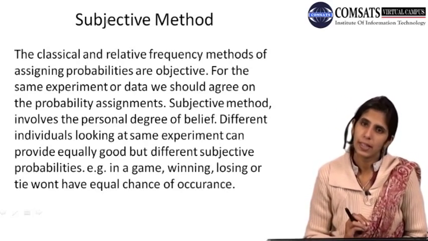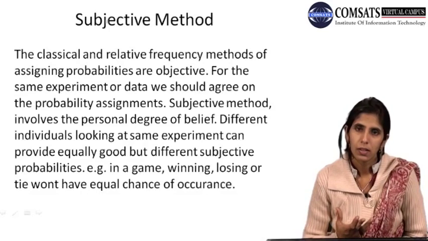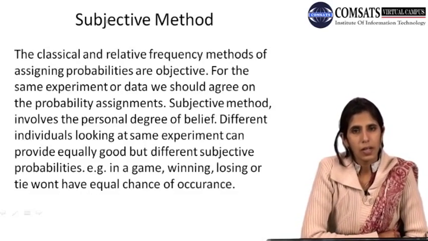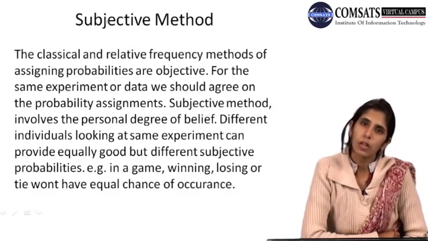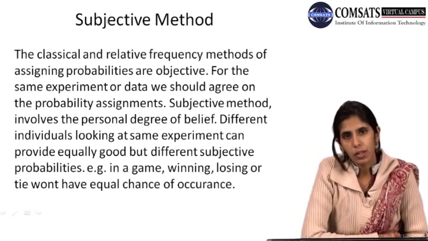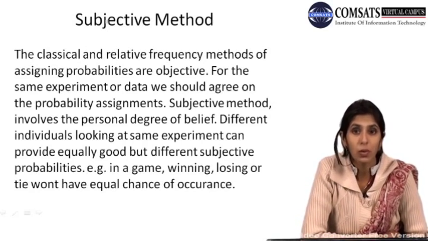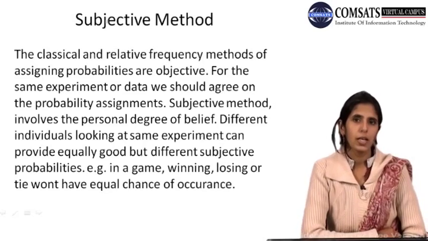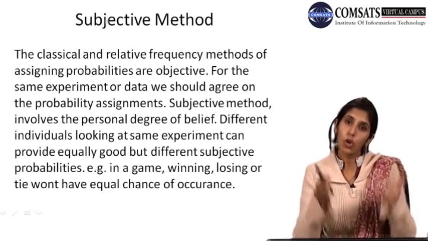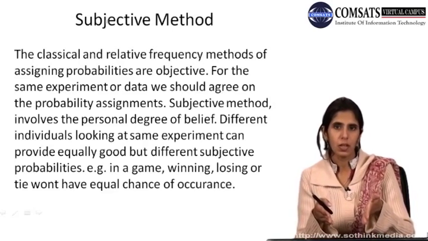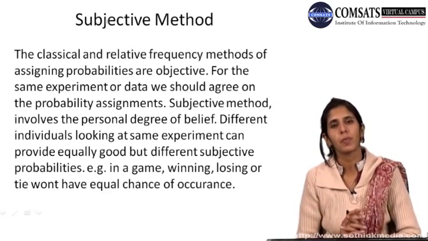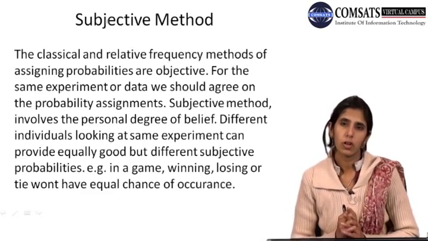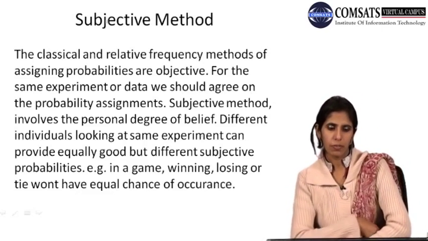Ek consumer ya to product khareedega ya wo product nahi khareedega. Iske darmiyan wali koi aur situation ho nahi sakti. Similarly, agar hum ek coin toss karte hain to ya to head appear hoga ya tail appear hogi. Iske alawa aur koi possible outcome nahi ho sakta. So we are not thinking about anything which cannot happen. We know the exact sample space and the exact domain of probability occurrence. Then we are talking about objectivity, the classical method and the relative frequency method.